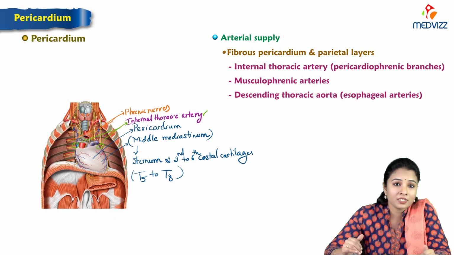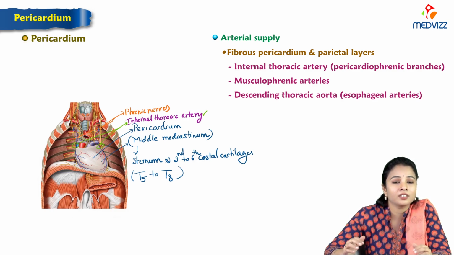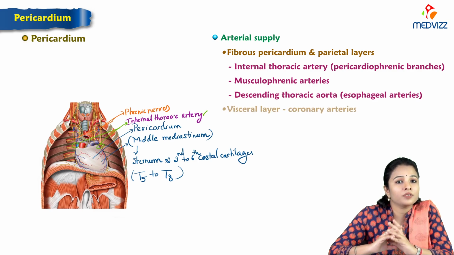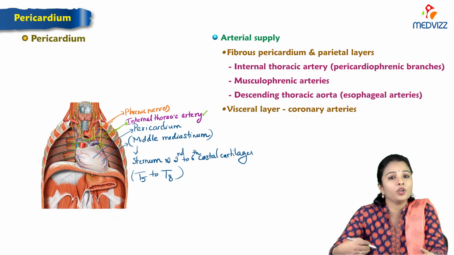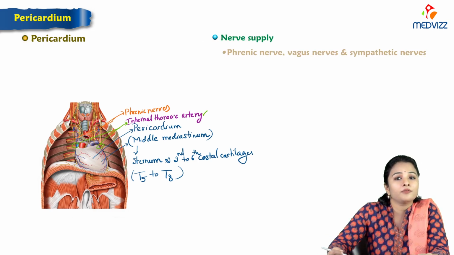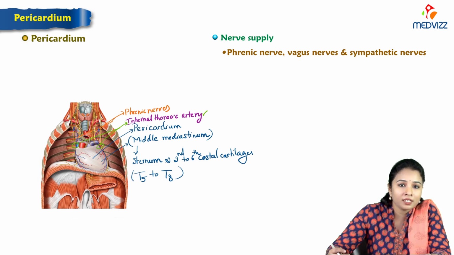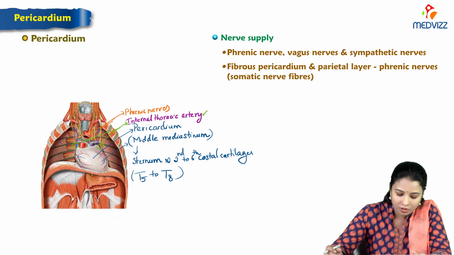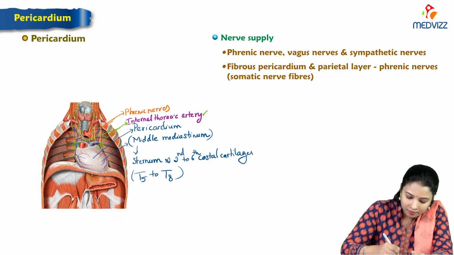Let's talk about the visceral layer, that is the inner layer. We know it is along with the heart. So the visceral layer of serous pericardium is supplied by the coronary arteries which supply the heart. Moving on to the nerve supply, phrenic nerve, vagus nerve and sympathetic nerves are the nerves which supply. So the fibrous pericardium and parietal layer of serous pericardium are supplied by phrenic nerves. So we can see here.